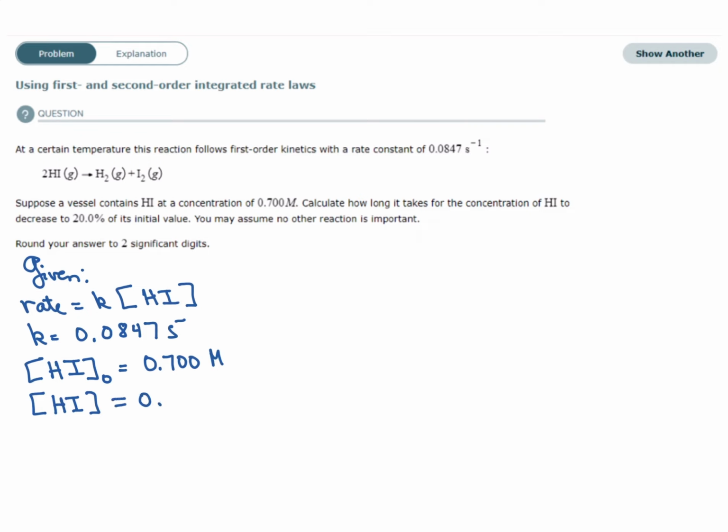So I'm going to multiply my initial concentration by 20%. I'm going to make sure I divide by 100 or move my decimal 2 places to the left. So my final concentration is 0.14 molar, and they want us to solve for T. Okay, I got all my given information. This is a first order reaction, so I'm going to use the integrated rate law for first order.